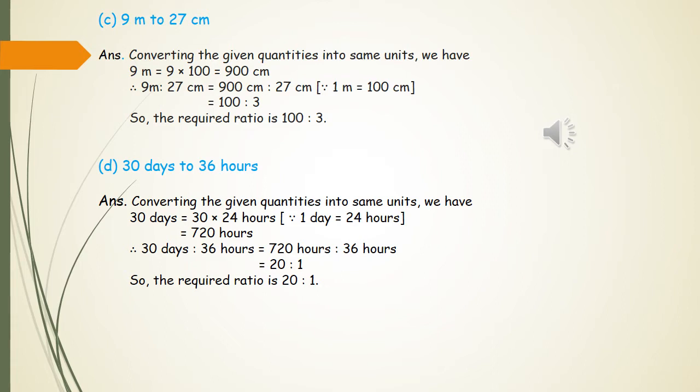Similarly, part D, 30 days to 36 hours. And in one day there are 24 hours. So in 30 days, there will be 30 into 24, that is 720 hours. So 30 days is to 36 hours will be 720 hours is to 36 hours. If you reduce, we are getting 20 is to 1.